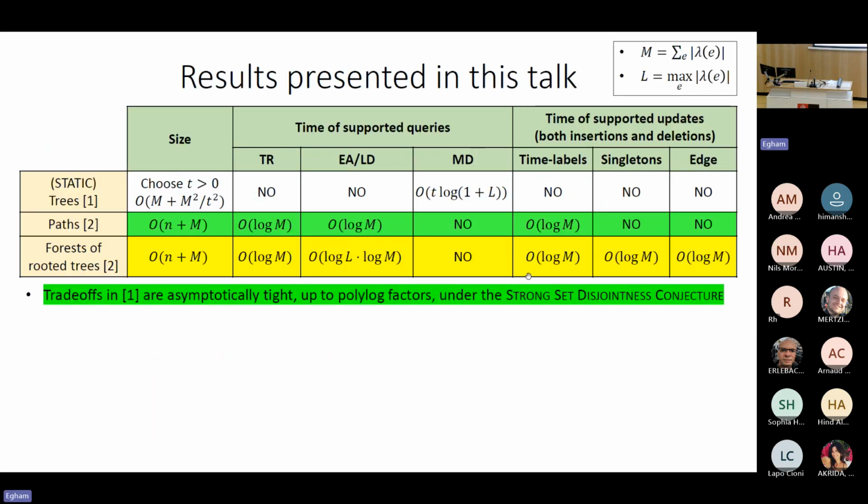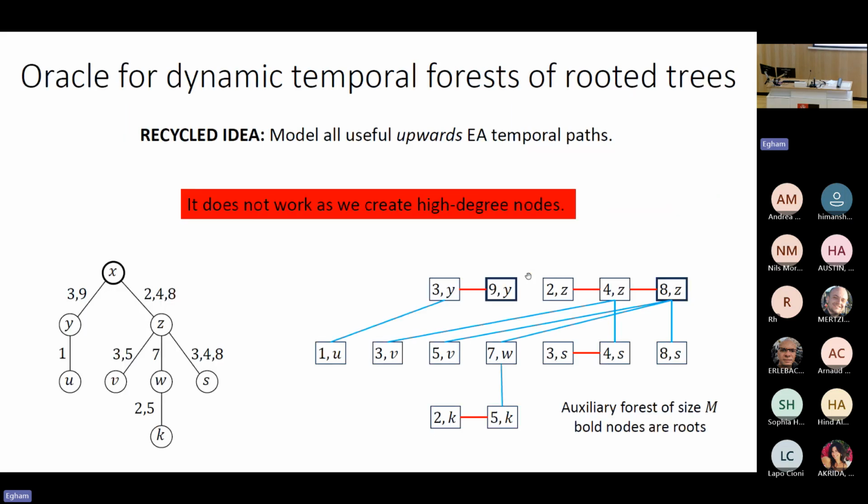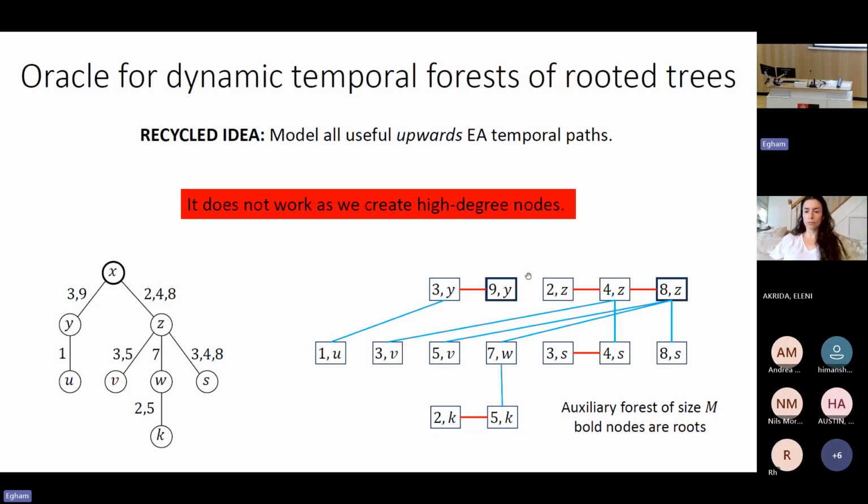Okay, and now let me quickly sketch what we do for forests of rooted trees. Basically, we use the same idea as for paths. The idea is that if we have a tree that is rooted at X in our forest, like the tree that you see here, we want to model all useful upwards earliest arrival temporal paths. And we recycle the ideas that we saw for paths.